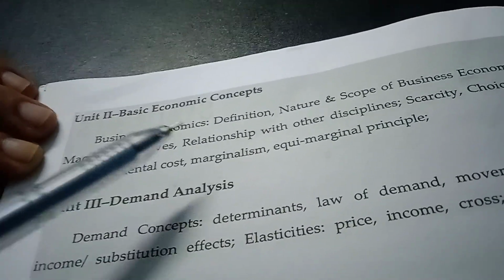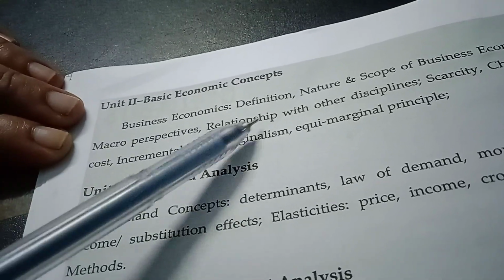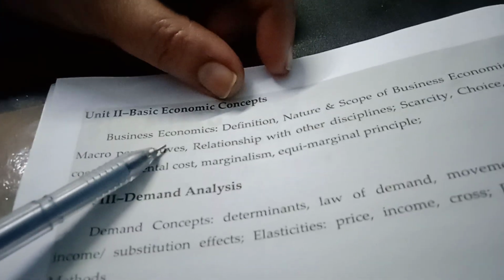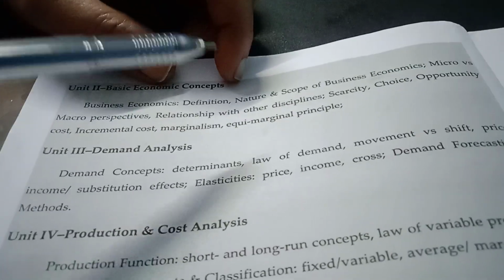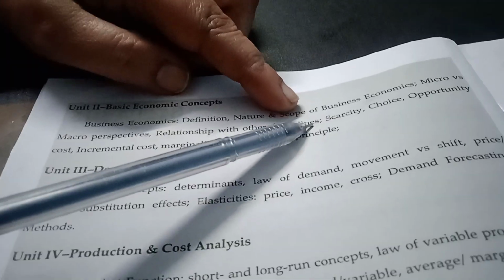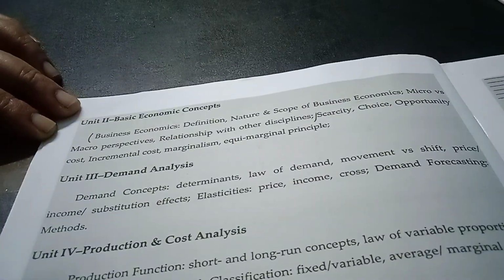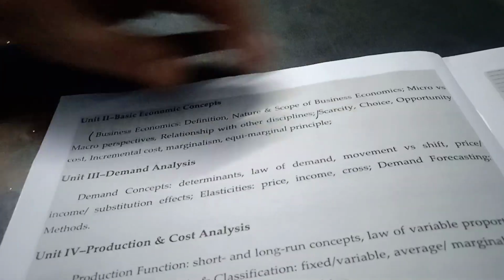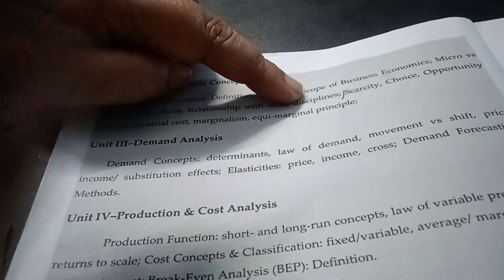Here also we are dividing unit 2 into two parts, chapter 1 and chapter 2. Business economics, nature and scope, business economics, micro versus macro perspectives. Similarly, relationship with other disciplines, scarcity, choice. Up to this we are covering as chapter 1. Similarly, opportunity cost, incremental cost and marginalism, equimarginal principle, these topics we may go as chapter 2.